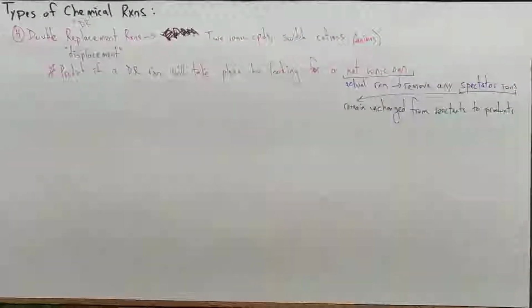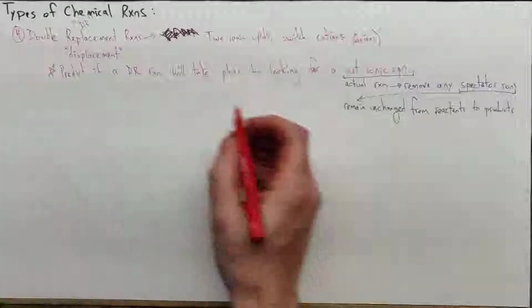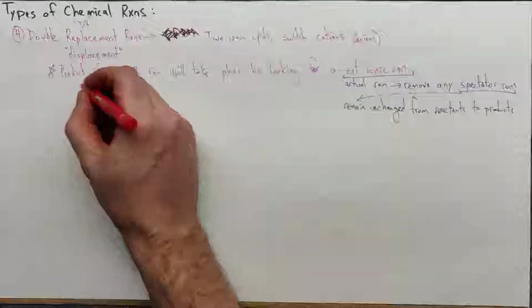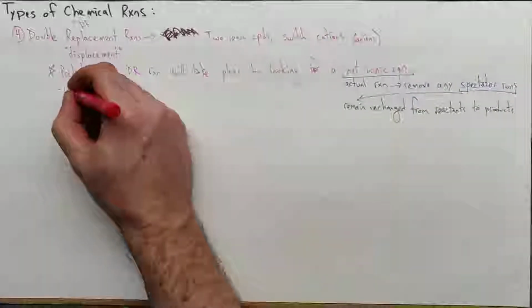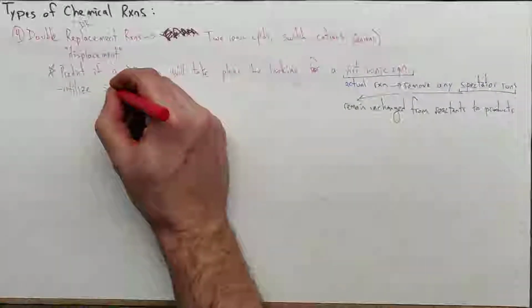Now, the question is, like, how do we look for a net ionic equation? And the answer is there's a fair bit of work involved. And we're going to have to do some refreshing of a couple terms before we can get there. And the terms of interest, or the things that I really want to note here, is we're going to make use of some solubility rules, all right? So we're going to have to utilize our solubility rules.